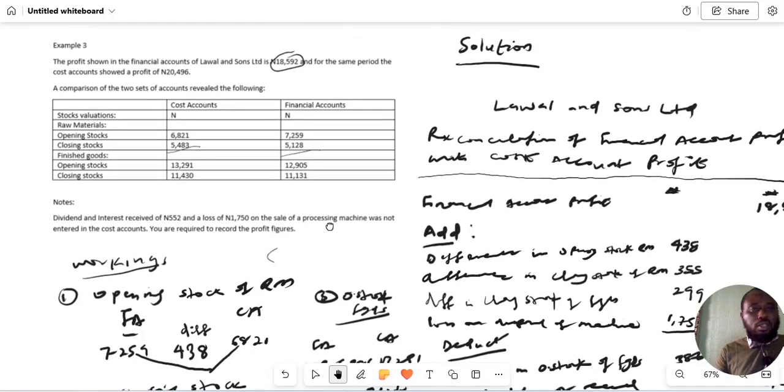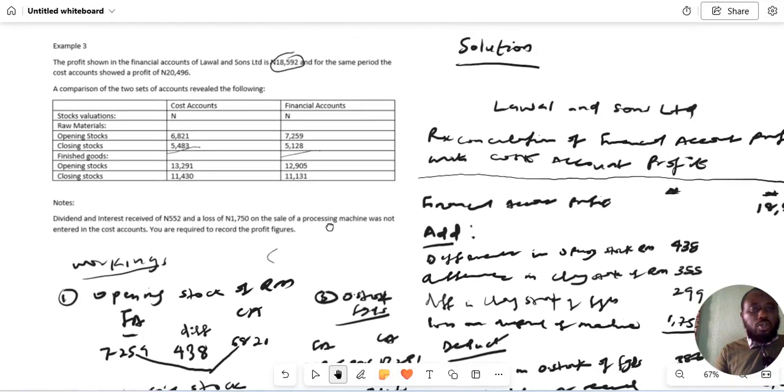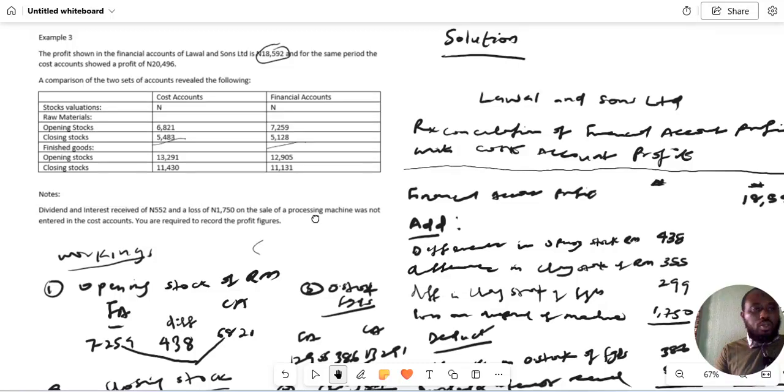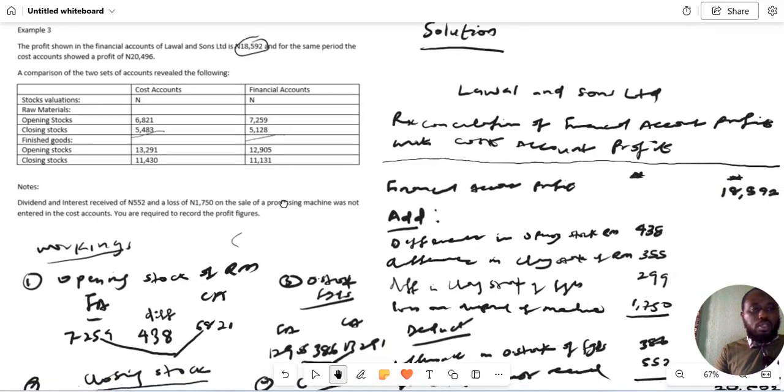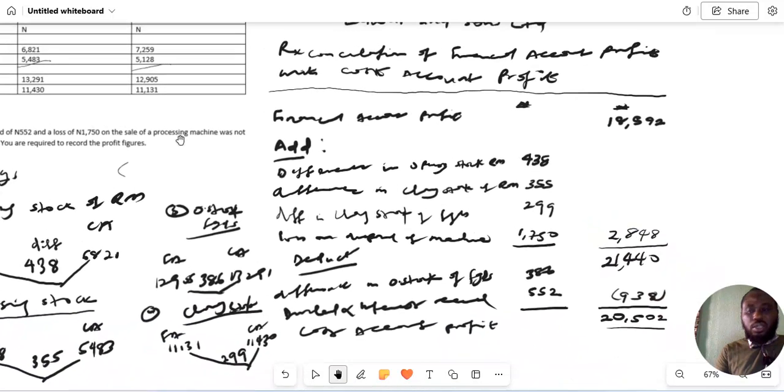18592 is the financial accounting profit. Let's do the calculation again to see where the error is. Let me use my calculator to check that. One thing is that we just need to verify the accuracy of our postings. So let us add the figures again.